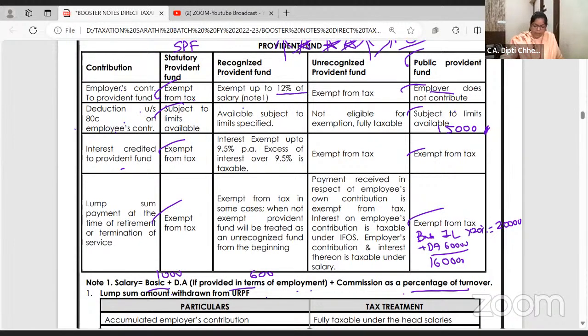So read this first, then do it again. Look, 1,60,000 basic and DA. Of that, 12% is 19,200. So what will be taxable, dear students? 800.